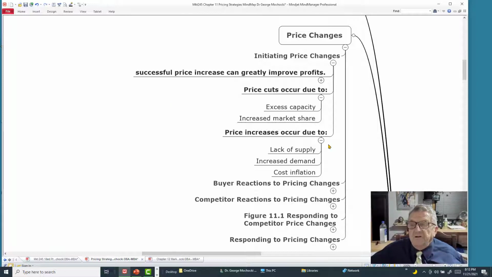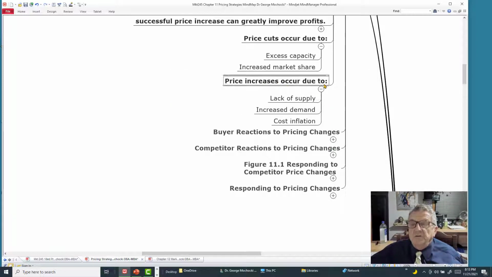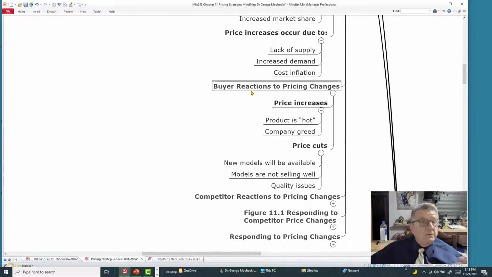Okay, and a price increase occurs due to lack of supply, increased demand, cost of inflation, and then buyers' reaction to prices. If I increase the prices, it's like products that are hard to get around the holidays now. A certain product is something that everyone wants to get their hands on, or people can say they're raising the prices because they're greedy. We're suffering and they're greedy.